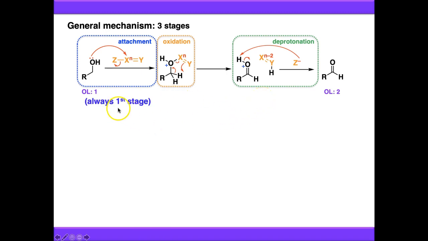Now, attachment always happens first. We can't do any oxidation until we've attached the oxidizing agent to the alcohol. So this will always be the first step. But the other 2 can happen in either order. So we'll see some examples where deprotonation happens first before oxidation, or vice versa.